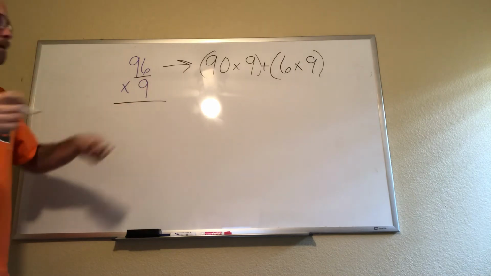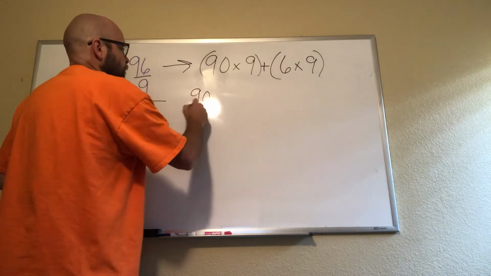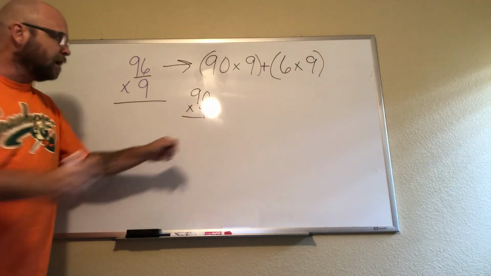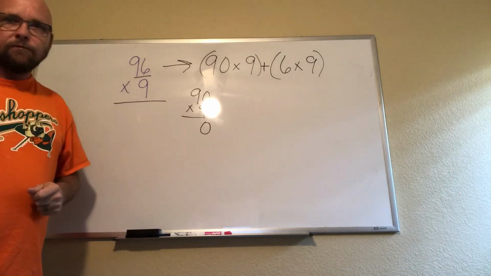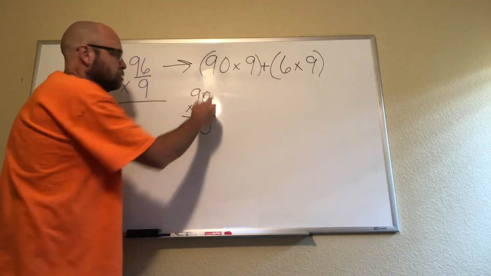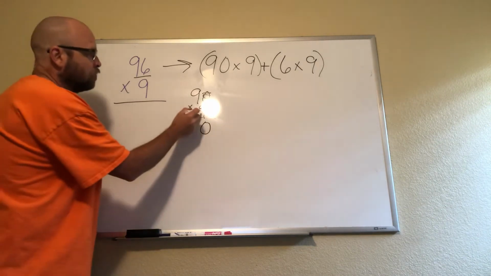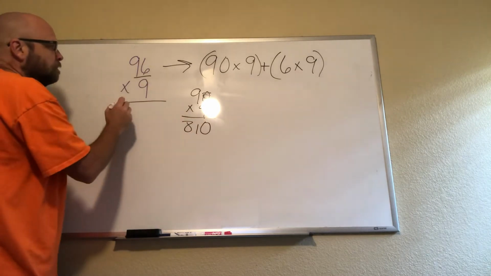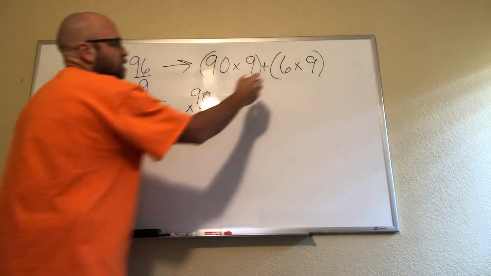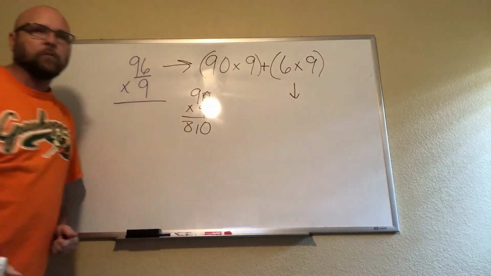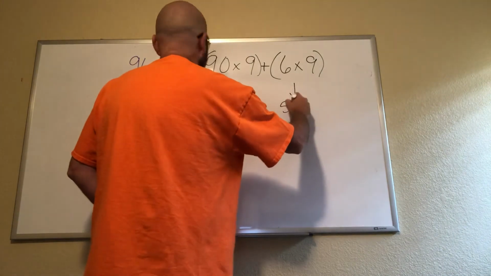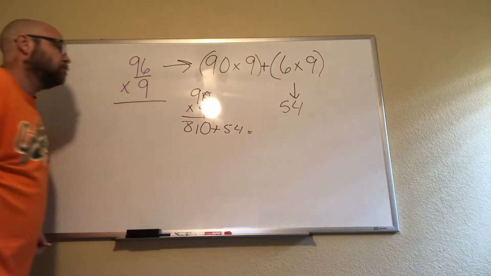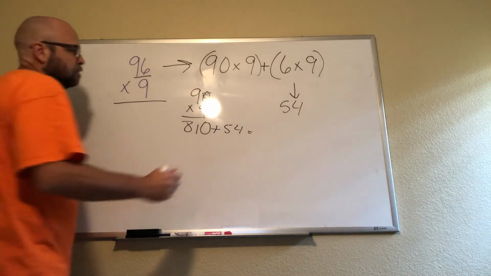So if I want to do 90 times 9, I have a 0 in the ones place. So really all I have to do is bring that 0 down. And then I'm done with the 0. Now I multiply 9 times 9 and I get 81. And that's what I did here, is when I do the math here. 6 times 9, you have your multiplication chart you can use, and I have 54. Then I would just add these two together, and 810 plus 54 is 864.